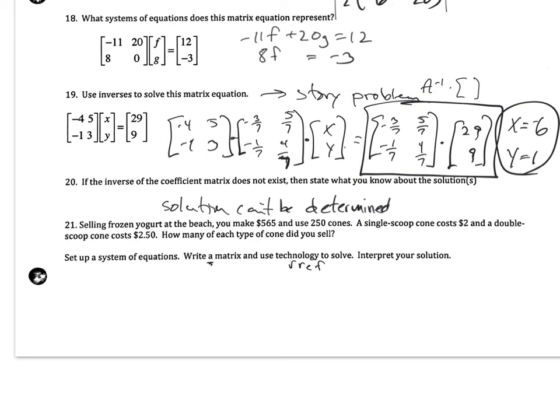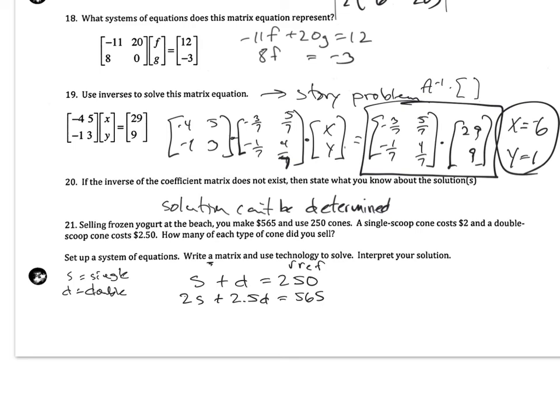It's a little bit different than the problem that we did on Monday because we have the total number of cones. I'm going to use S for single and D for double. So I know that I have a total of 250 cones. This includes all my singles and all my double cones together. I sell 250. Now I'm going to use the part with the money. So I have $2 for a single and $2.50 for a double, and then, of course, that equals $565.